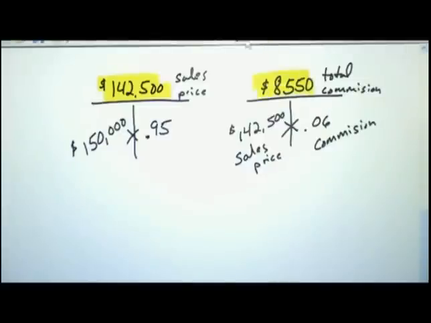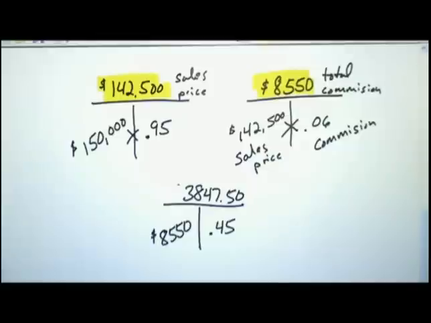Now we need to take the total commission from that formula, and we need to look at the part that the selling broker is going to receive. The problem says the selling broker is going to receive 45% or 0.45 of the $8,550 total commission. So if I multiply those two together, I get $3,847.50, which is the final answer to my question. Again, the problem, once broken down into parts, isn't that complicated. You just need to figure out what parts do I need and work it in steps in order to get to your final results.